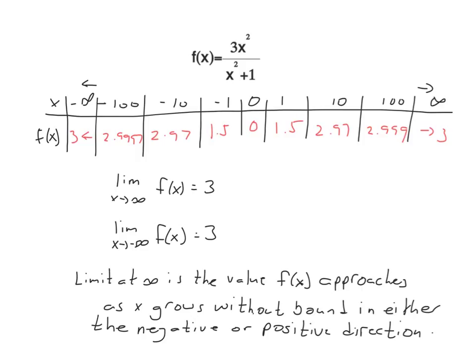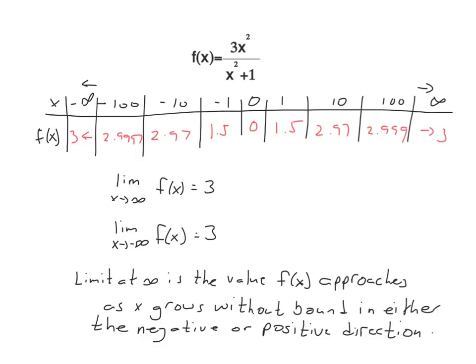When you put in 1, you're going to get 1.5. When you put in 10, you get 2.97. When you put in 100, you get 2.999. And really what's happening in this case is that as you put in larger and larger values of x, the function values are moving closer and closer to 3. So as x goes towards infinity, my function values are going towards 3.